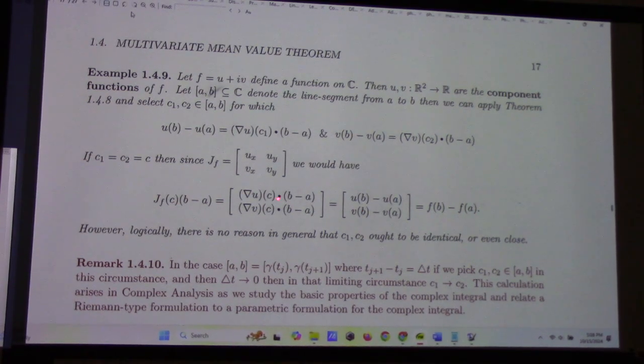But the catch here is that we need the same c in both places, because you can't evaluate a Jacobian matrix with c1 on the top row and c2 on the second row, and that's the problem. There's no reason for this c1 and this c2 to be equal. And as such, this calculation doesn't work.